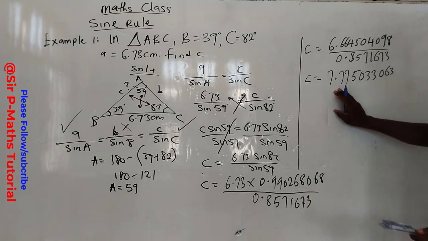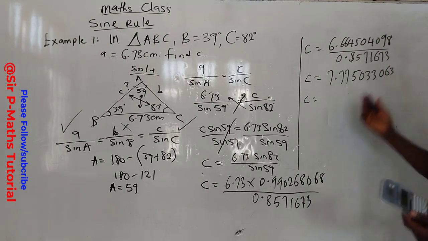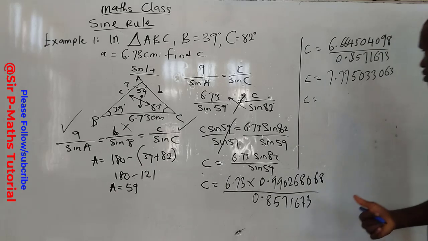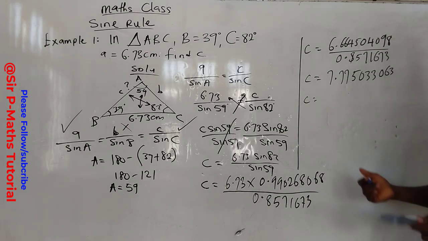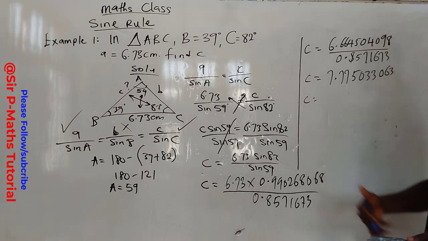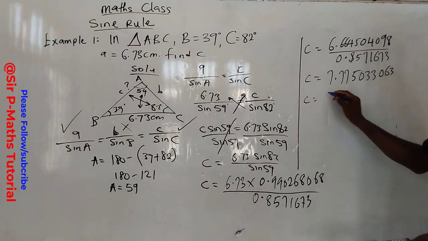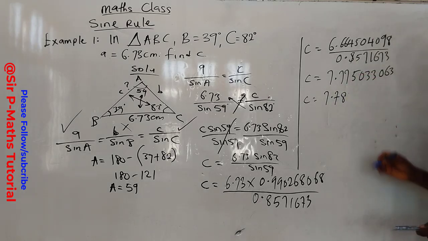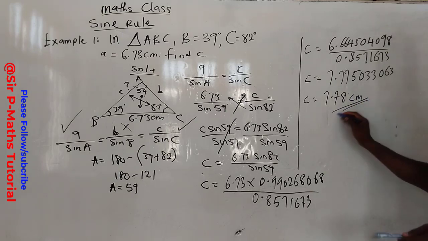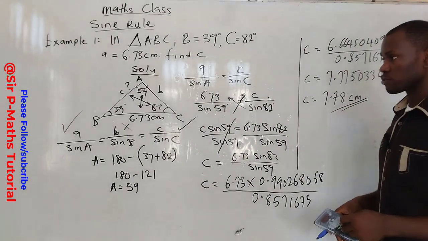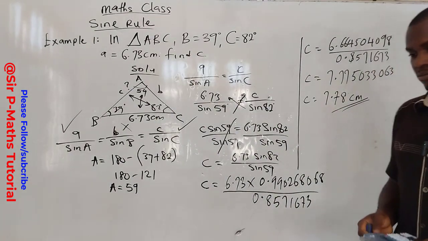Then we approximate. Let us approximate to 2 decimal places, since I have the given side already in 2 decimal places. And most times when you are not told to approximate to any decimal place or any value, approximate and leave your answer in 2 decimal places. Then I'll have 7.78 because 5 rounds up. So this becomes my answer. We've been able to get the side c. We'll look at another example to solidify this knowledge.